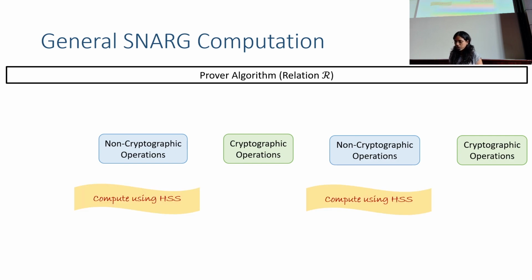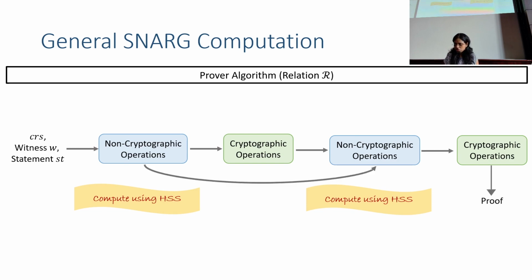However, the problem is that even though these are the only two types of operations involved in SNARK generation, these two operations could be highly intertwined, and hence it's not clear how one would come up with a way to sort of go in and out of an HSS scheme to enable this kind of distributed non-interactive generation of the proof.